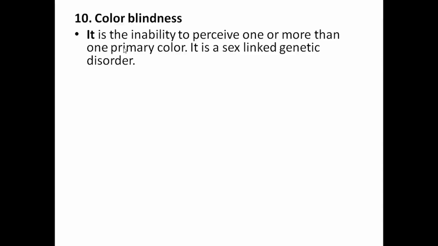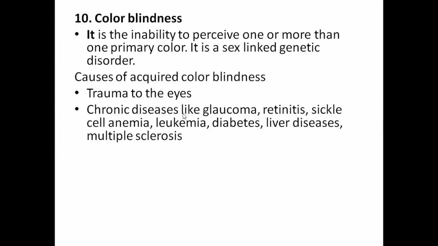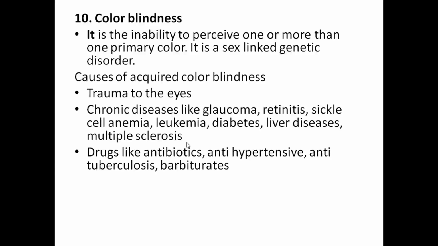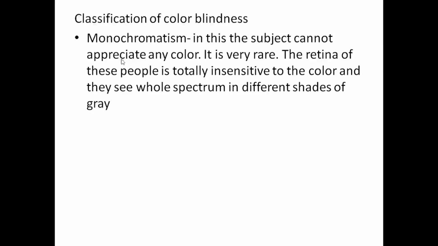Color blindness. It is the inability to perceive one or more of the primary colors. It is a sex-linked genetic disorder. Causes of acquired color blindness include trauma to the eyes, chronic diseases like glaucoma, retinitis, sickle cell anemia, leukemia, diabetes, liver disease, and multiple sclerosis. Drugs like antibiotics, antihypertensives, antituberculosis drugs, and barbiturates. Toxins like fertilizers, carbon monoxide, and carbon disulfide. Alcoholism, aging. Classification of color blindness.